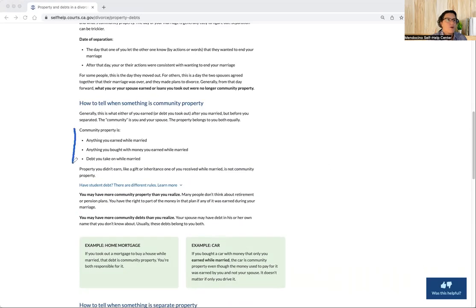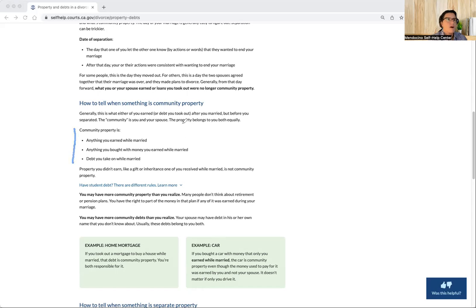Community property is all property and debts from the marriage. So from the date that you got married to the date that you separated. Everything that was earned or purchased during the marriage, any debt that was incurred during the marriage, and anything that you bought with the money that you earned during the marriage. That is all community property.